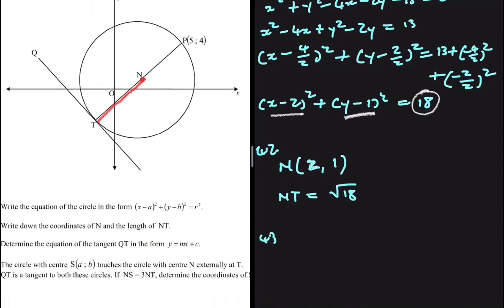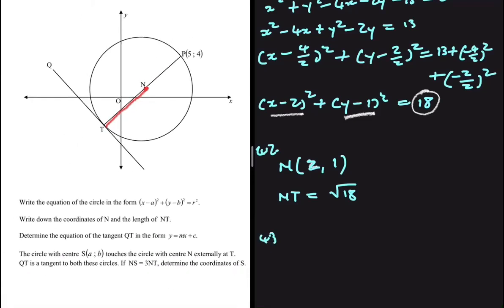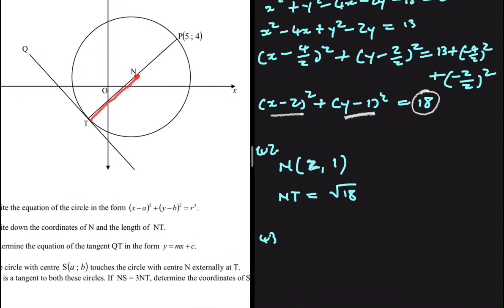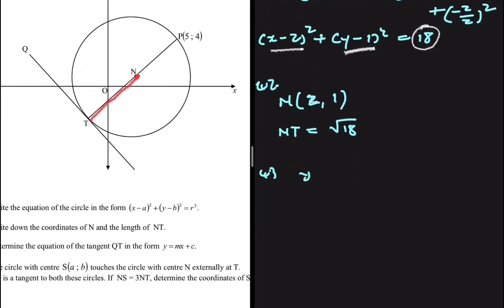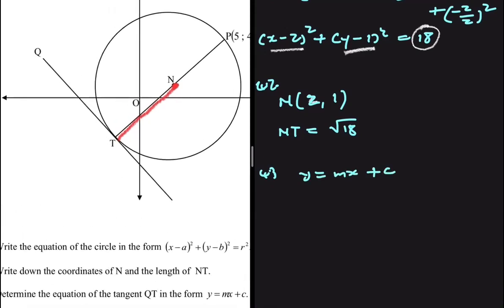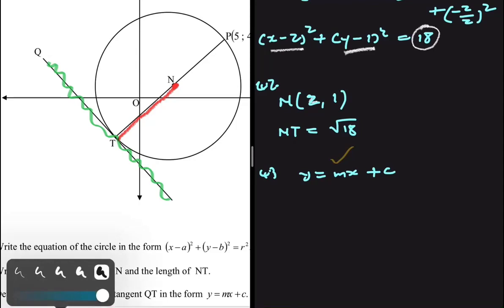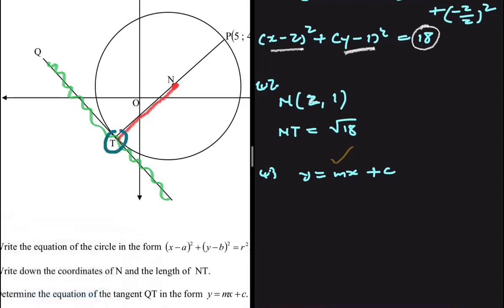In 4.3, determine the equation of the tangent QT in the form y is equal to mx plus c. Let's go ahead and do some analysis. We have QT right here as our tangent. In order to find the gradient of QT, because we need the gradient if we want the equation, we're going to have to find the coordinates of T.